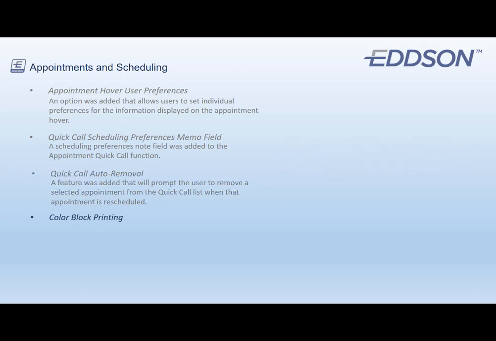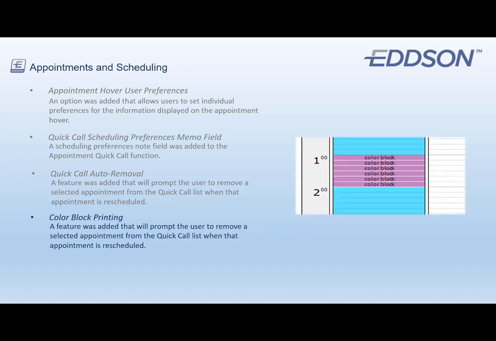And finally, the schedule printing capabilities were updated so that color blocked units will now display on the scheduler printout.